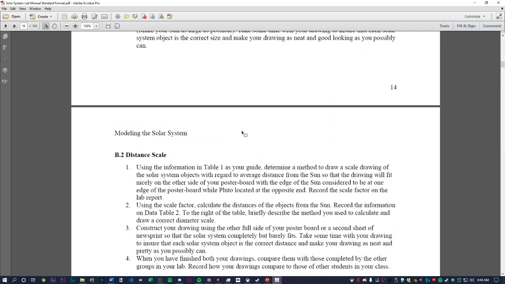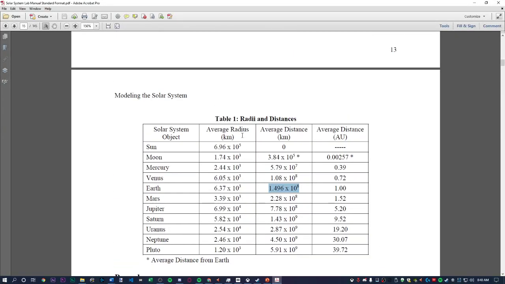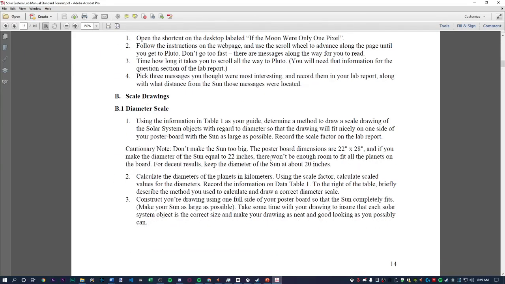Submit the lab here by Saturday, and you'll be golden. So hope that helped a little bit. And you do not need a piece of poster board. You just need these dimensions, and I hope I made that slightly clearer for you.